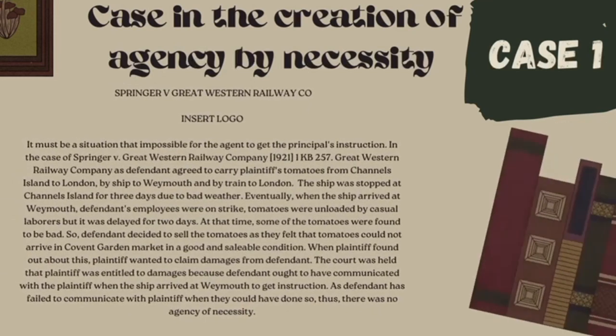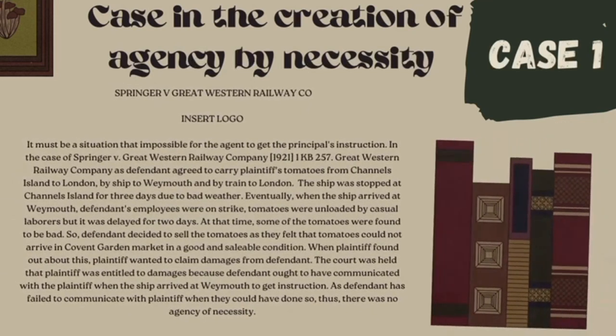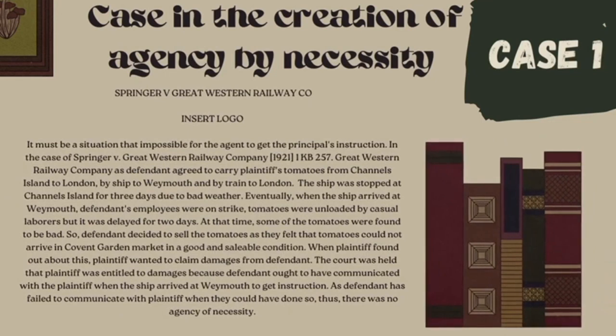In the creation of agency by necessity, it must be a situation where it is impossible for the agent to get the principal's instruction. In the case of Springer v Great Western Railway Company 1921, 1 KB 257, the defendant, Great Western Railway Company, agreed to carry tomatoes from Jersey to London, by ship to Weymouth and by train to London. The ship was stopped at Jersey for 3 days due to bad weather.